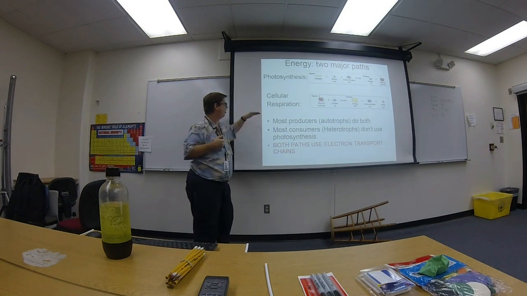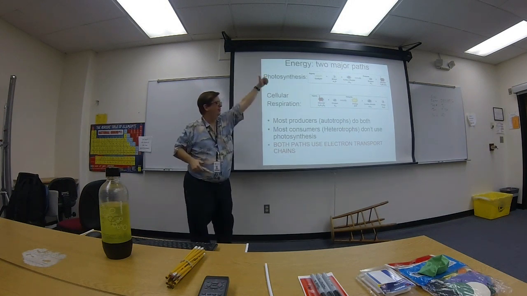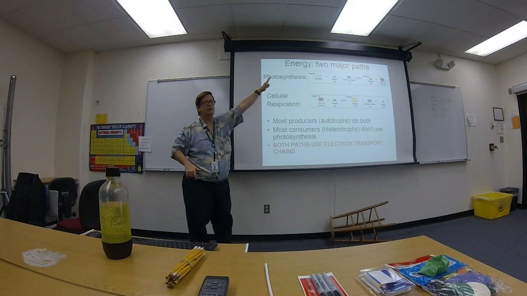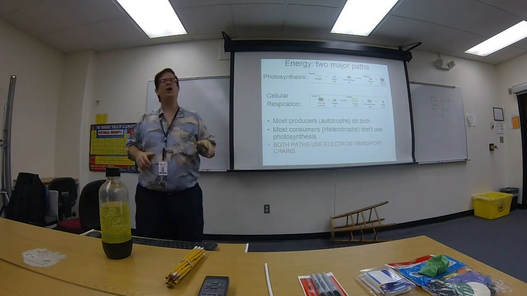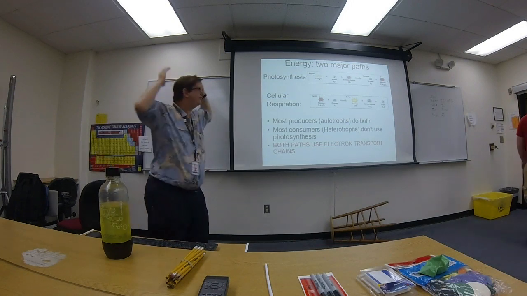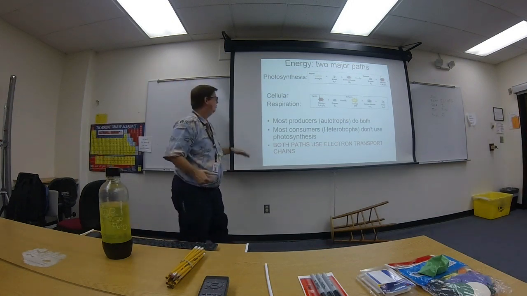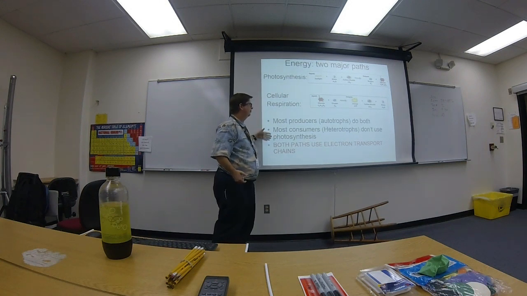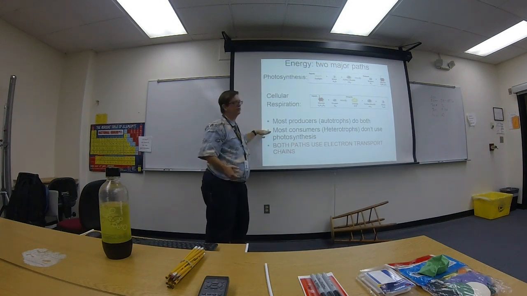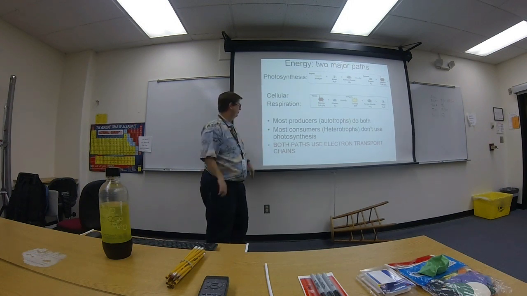Most producers, autotrophs, do both. That means that we've got the chloroplasts and the mitochondria. You have to know that plants have mitochondria. I'm so sick of people saying, oh, plants do photosynthesis. No, plants do it all. We, heterotrophs, we don't do photosynthesis. We only do things with our mitochondria because we don't have a chloroplast. We only consume. All right.